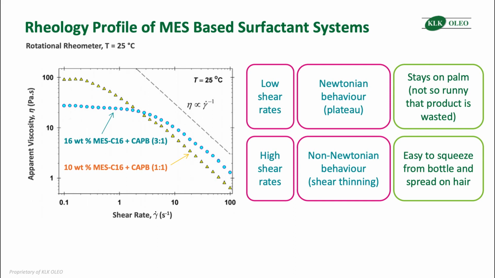Rheology studies were conducted using a rotational rheometer with a cone and plate geometry at 25 degrees. The apparent viscosities at different shear rates were obtained. At low shear rates, the viscosity does not change significantly with increasing force applied. At this plateau, the system is exhibiting Newtonian behavior. At high shear rates, the viscosity drops significantly with increasing force applied. The system is undergoing shear thinning. This is a non-Newtonian behavior.